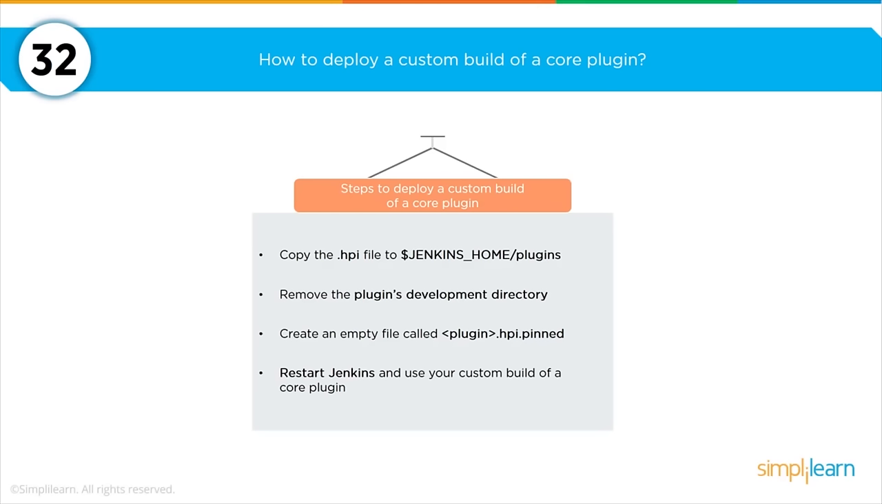You're going to be asked how to deploy a custom build of a core plugin within Jenkins. Essentially, the steps you want to go through are, first of all, copying the .hpi plugin file into the Jenkins home plugins subdirectory. You want to remove the plugin's development directory if there is one. You want to create an empty file called plugin.hpi.pinned. And once you've completed these steps, restart Jenkins and your custom build plugin should be available.